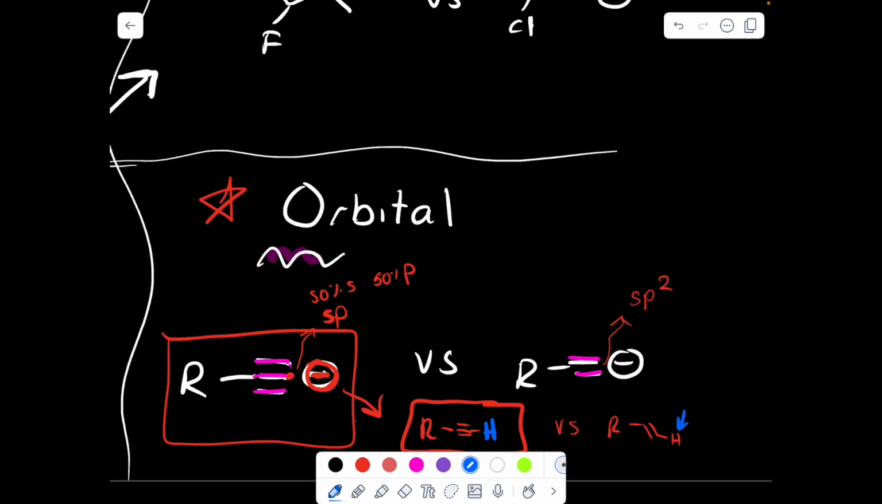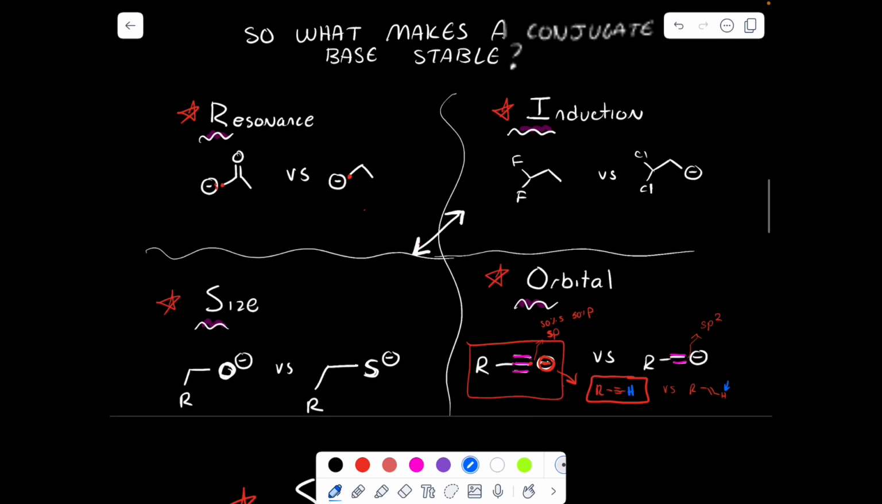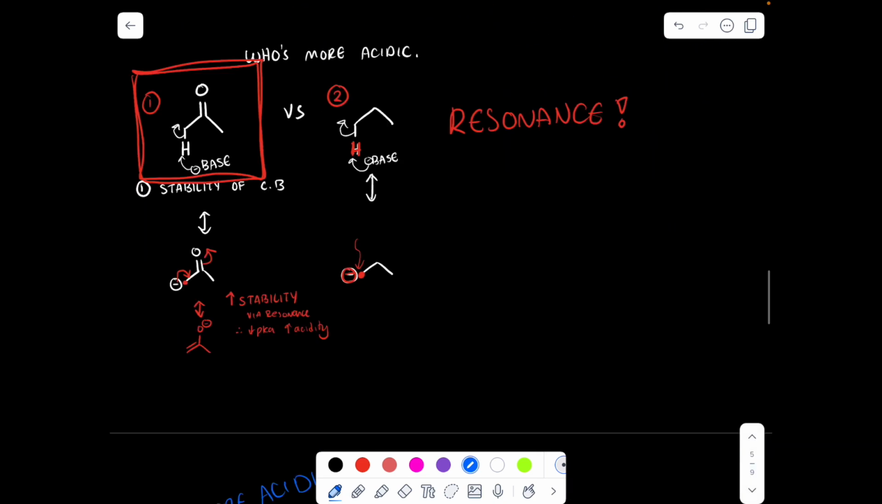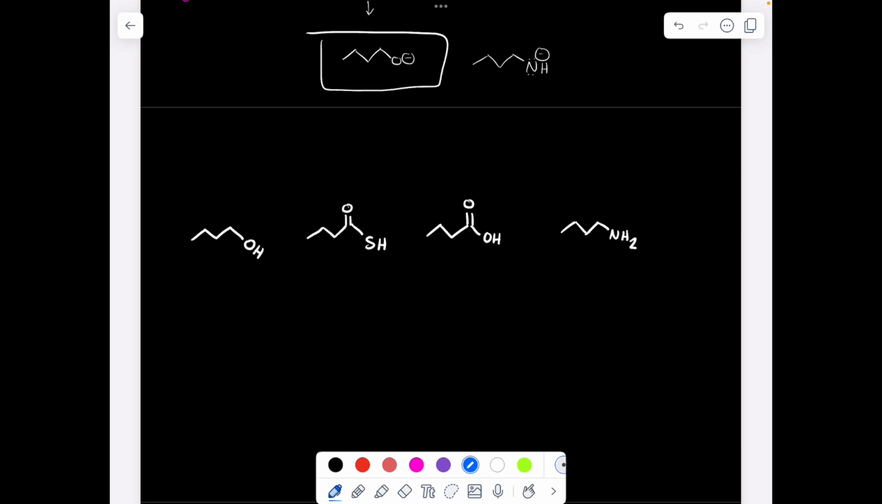So now that we've covered a little bit of the theory, we covered resonance, induction, size, and orbital. Now let's do a question. If you're given 4 structures and you're asked, okay, rank the acidity. Well, which proton's acidic? Well, they made it pretty obvious. They drew in that proton.